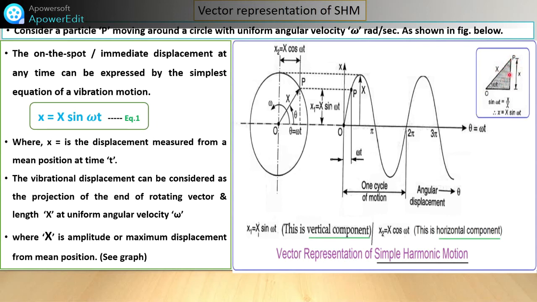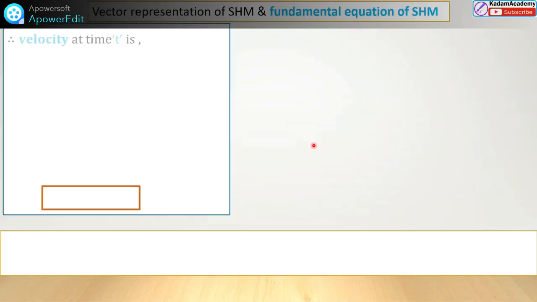So from this triangle, you can write sin omega t is equal to small x by capital X. So we can write small x is equal to capital X into sin omega t. So this is the equation here, and that equation we have proved from this diagram. This is the vector representation of simple harmonic motion.